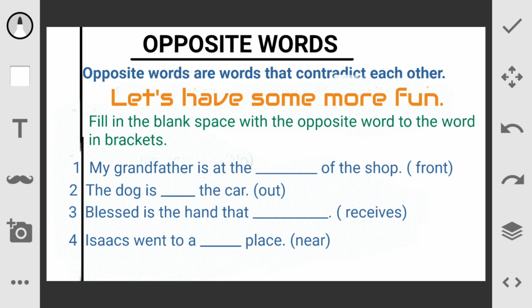Number 4, Isaac went to a dash place. In brackets, we have near. What is the opposite of near?